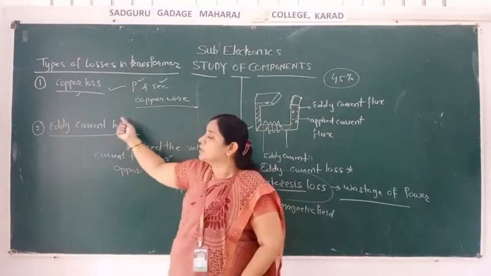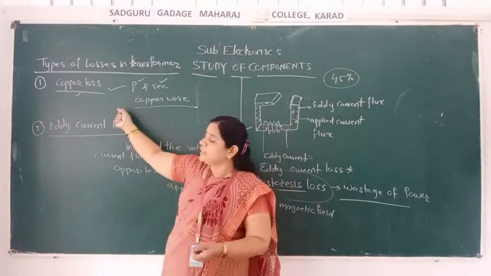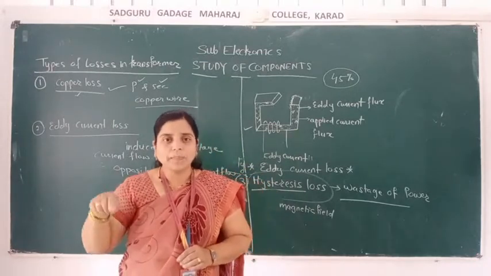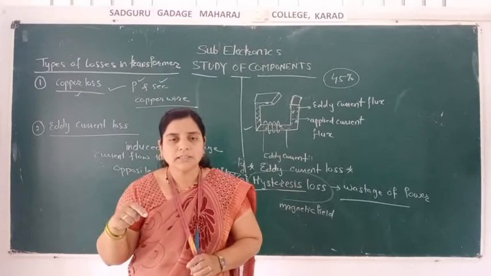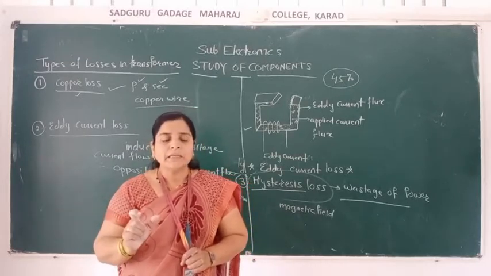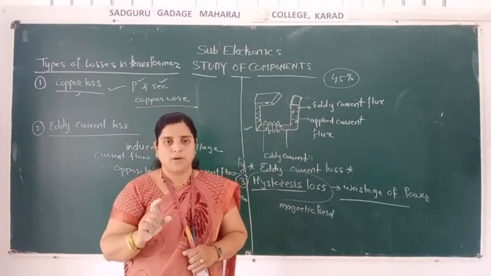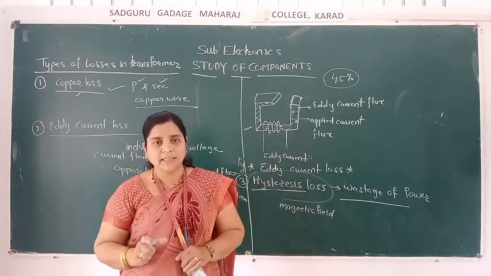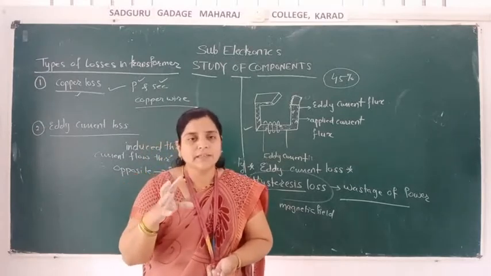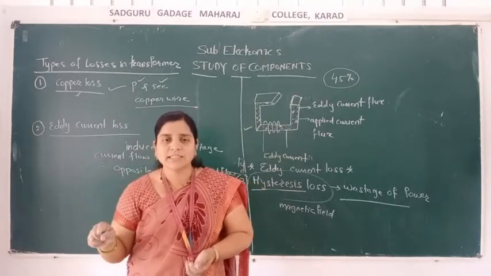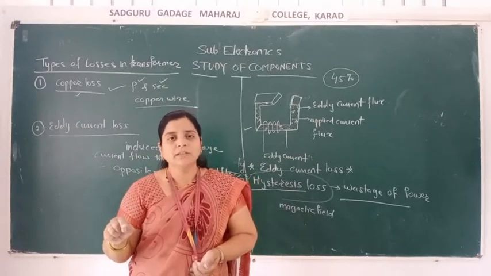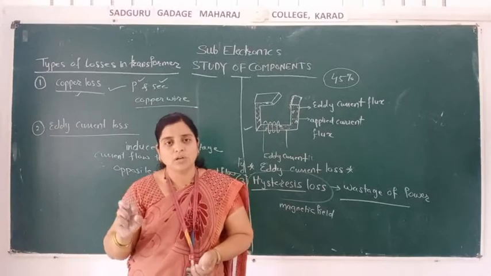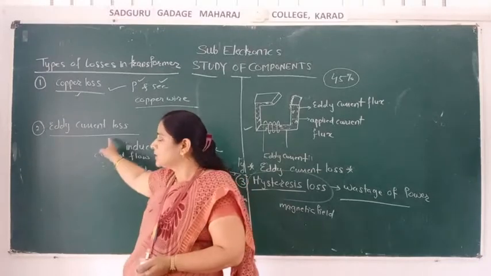First loss is copper loss. Why is it copper loss? Because copper wire is wound on the transformer, and that copper wire has losses in the primary and the secondary of the transformer, therefore it is called copper loss. Second is eddy current loss. Eddy current loss is whenever AC is given, it induces voltage, current flows in the circuit, and that current has a loss. Therefore, that loss is called the eddy current loss.